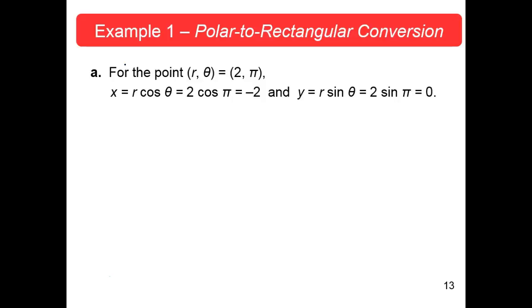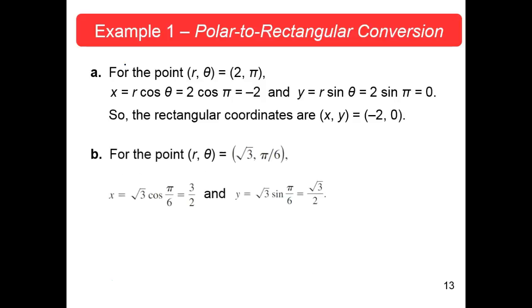If you plot that, usually you plot your theta first. Okay? And theta pi is all the way over here, right? Halfway around the circle. So the circle is 2 pi. You go out 2 units. (-2, 0). Okay. Good deal. So the rectangular coordinate is (-2, 0), as we just saw. All right, here's another. For the point (r, theta) is (√3, pi/6).